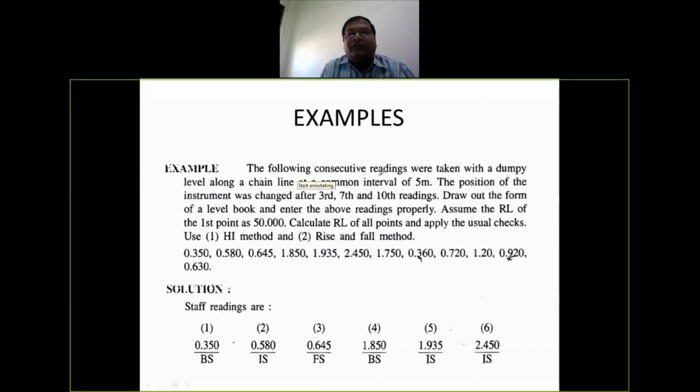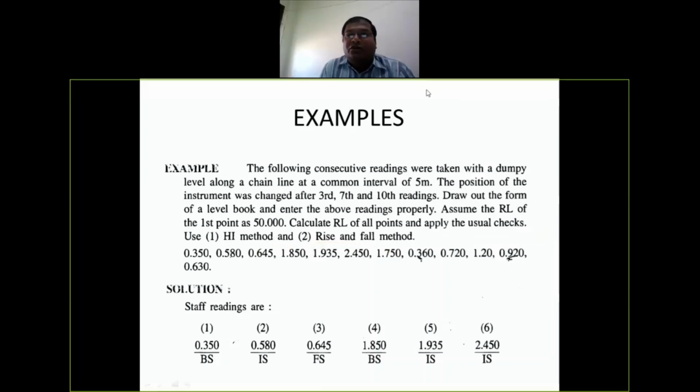Just read the data. The following consecutive readings were taken with a dumpy level along a chain line at a common interval of 5 meter. The position of the instrument was changed after 3rd, 7th and 10th reading. Draw out the form of a level book and enter the above reading properly. Assume the RL of the first point as 50. Calculate the RL of all points and apply the usual checks. Use HI method and rise and fall method.